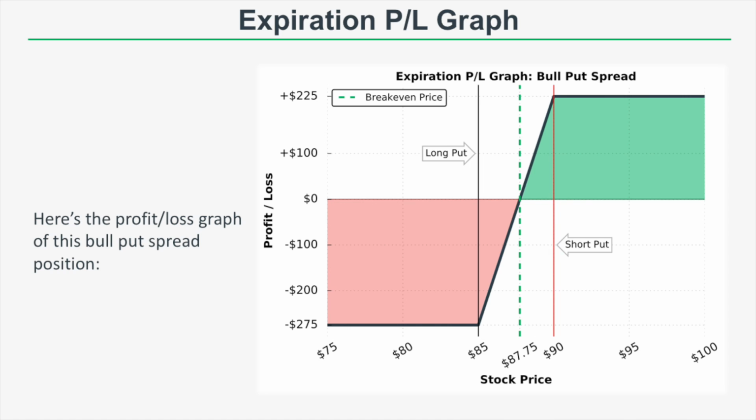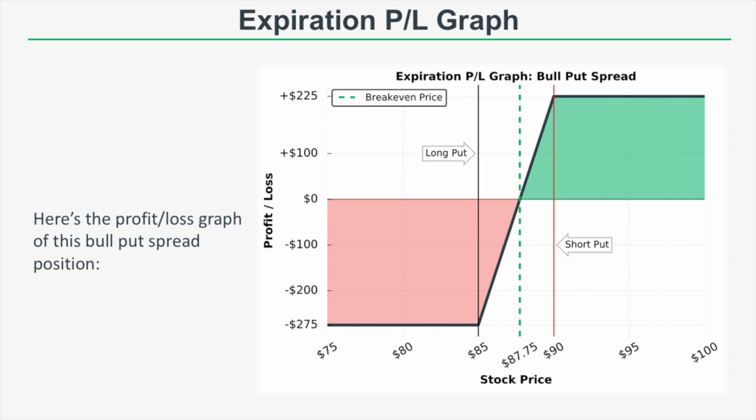Now that's going to result in a maximum loss of $2.75 because if the stock price is below $85 at expiration, this short 90-85 put spread is going to be worth $5. Since we sold it for $2.25, if its value increases to $5, we're going to be out $2.75 per spread, which is a maximum loss of $275 per spread.